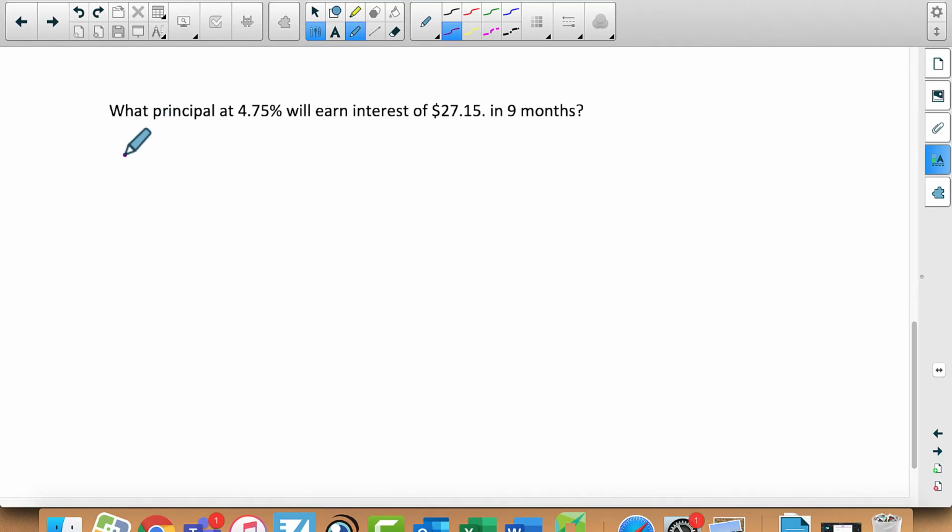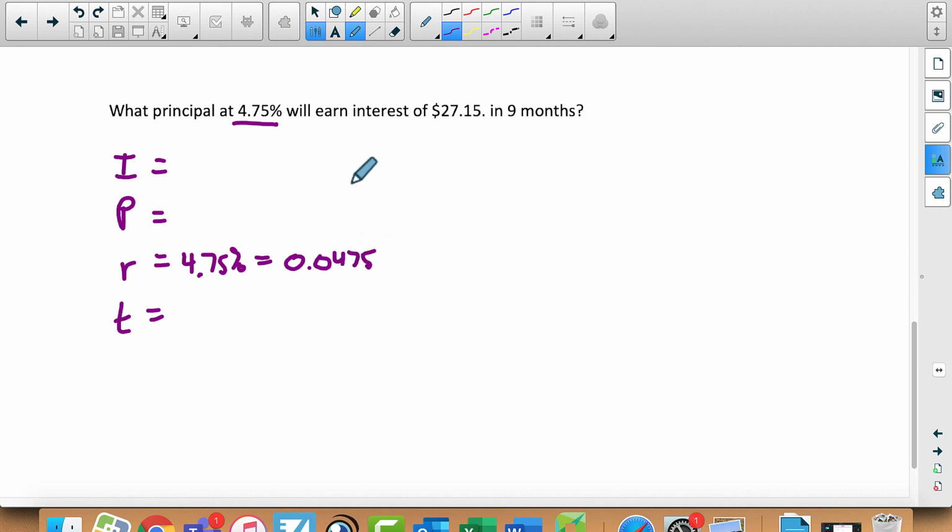Okay, last question. So let me set this up. Even before I read it, I can set this up. We're going to write down everything we know. What principal at 4.75%, well, that is the rate, isn't it? That's the R, so 4.75%. But wait a minute, we got to switch that into a decimal. So we divide it by 100 or move the decimal over 2 spots, and you'll get 0.0475.